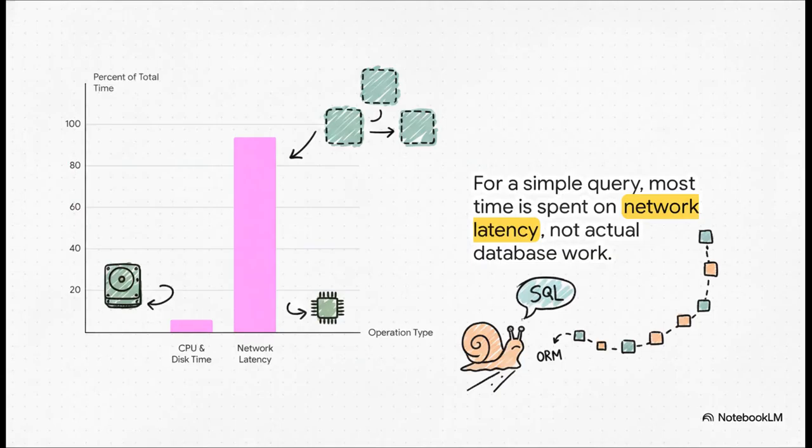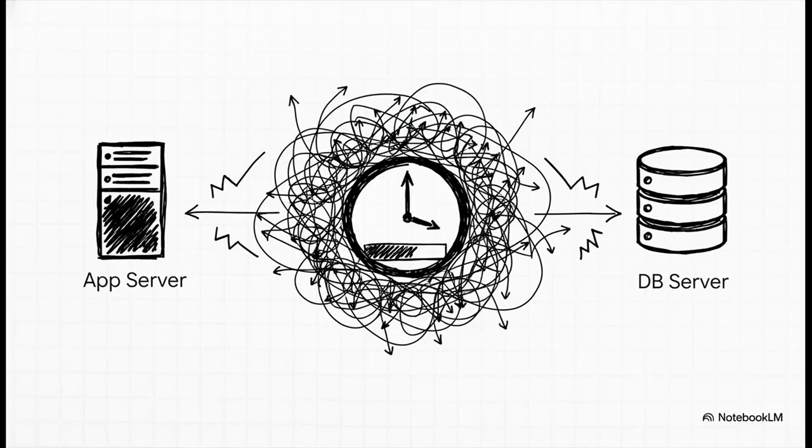And this slide right here is the real shocker. It shows why this is so incredibly slow. You might think the database is struggling, but for a simple lookup, the actual work, the CPU and disk time, is tiny, maybe 6% of the total time. The overwhelming majority of the cost, a whopping 94%, is just network latency. It's the time it takes for the request to travel from your app to the database and for the answer to come back. So every single one of those N extra queries adds that full network round-trip cost.